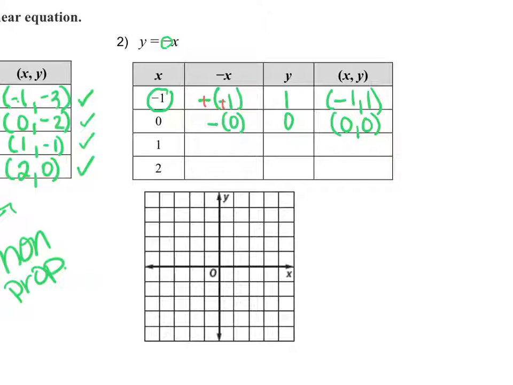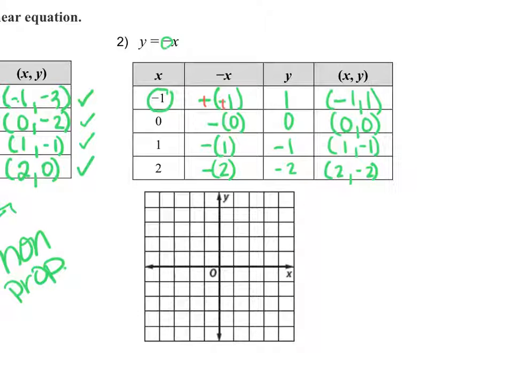Okay. What about 1? I'm going to make it -1. So it's going to be what? -1. Which is 1, -1. Okay. And then my last point is 2. So it's going to be -2. So my point will be 2, -2. Okay.